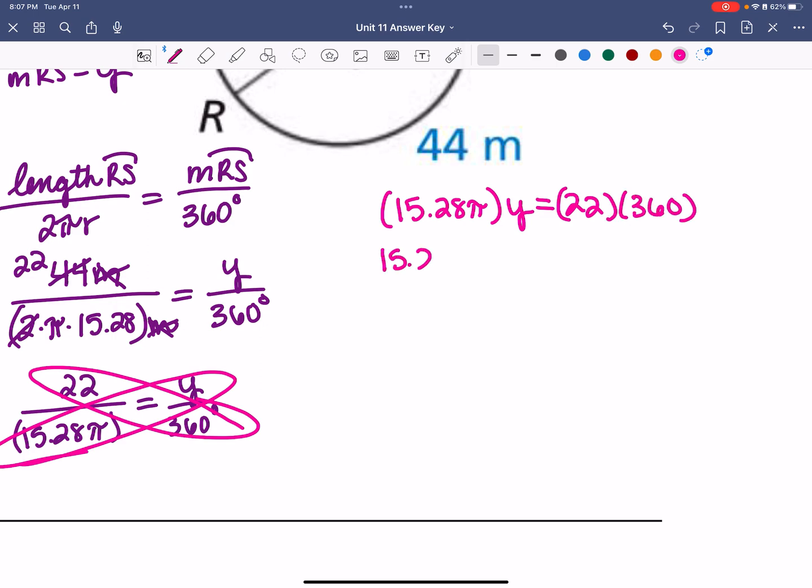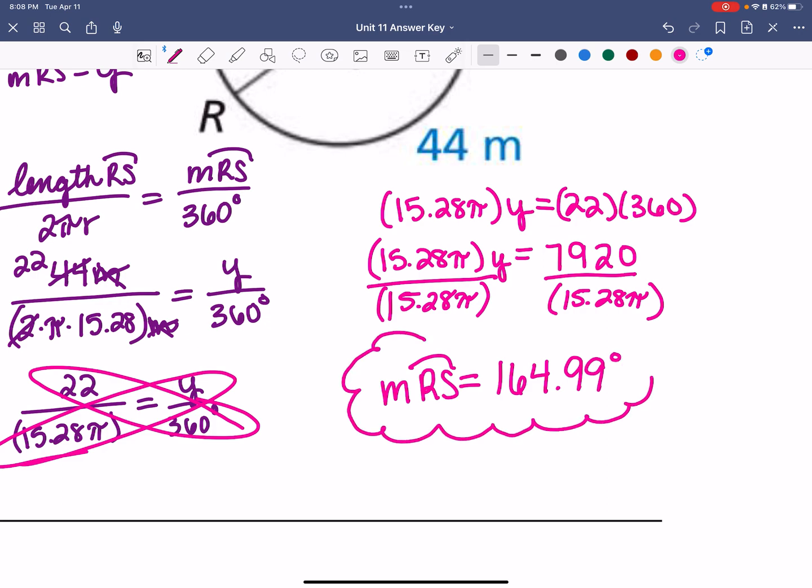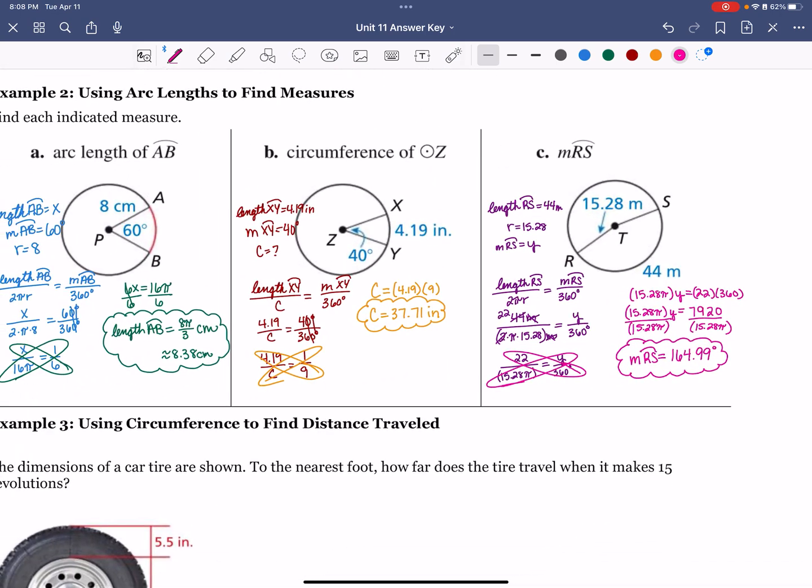So I should have 15.28 pi times y equals 7,920. Divide both sides by that 15.28 pi. Notice how I do put that in parentheses. And I should get the measure of arc RS to equal 164.99 degrees. And that is my final answer. So this is using that lovely proportion. I want to go ahead and move on to the next part.